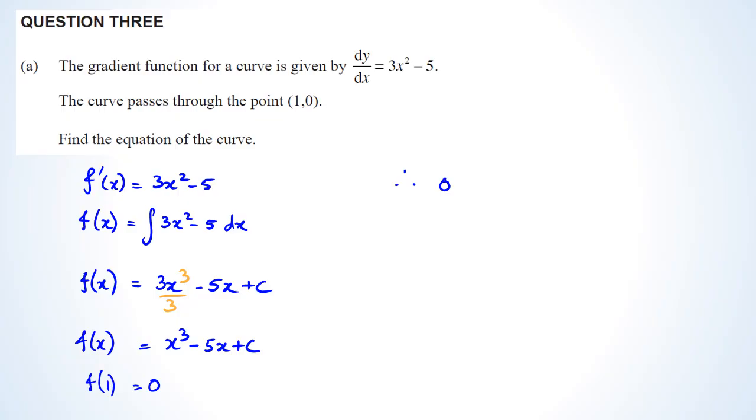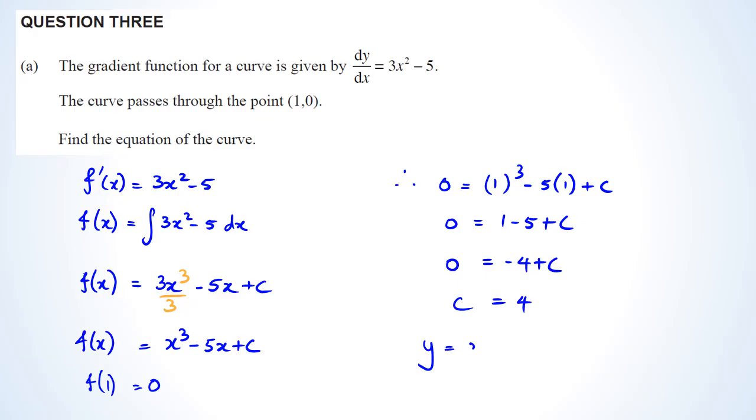Therefore, we can say that 0 equals 1 to the power of 3 minus 5 times 1 plus c. So 0 equals 1 minus 5 plus c, 0 equals negative 4 plus c, and c is equal to positive 4. So the equation that you're looking at is y equals x cubed minus 5x plus 4. And folks, that should get you your nice and simple achieved.